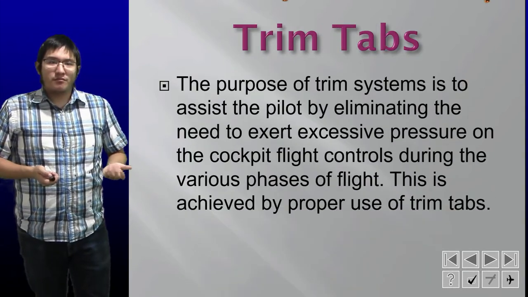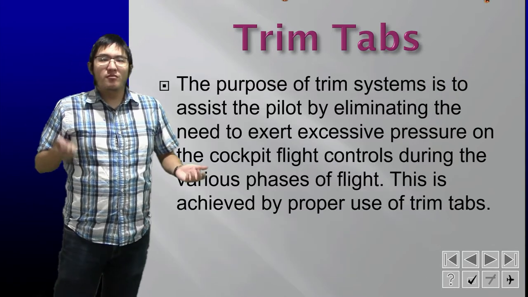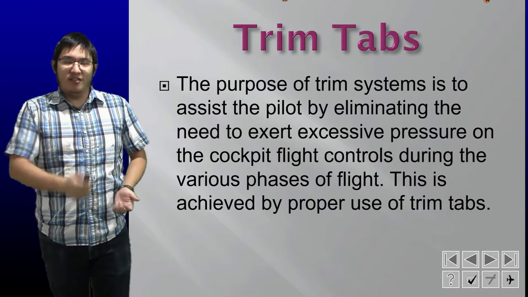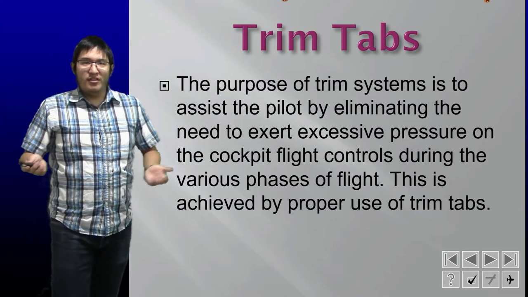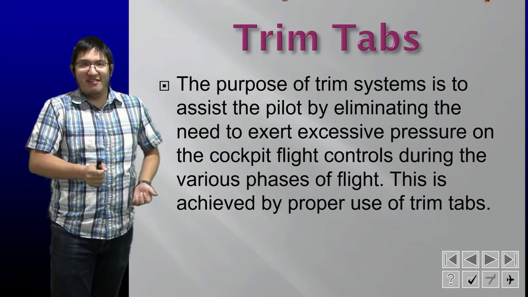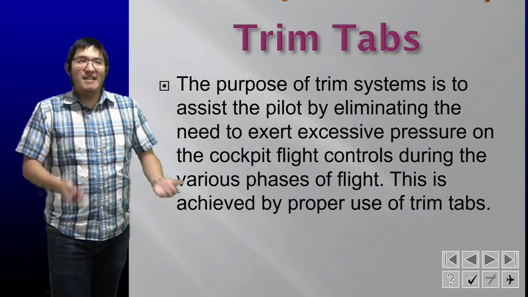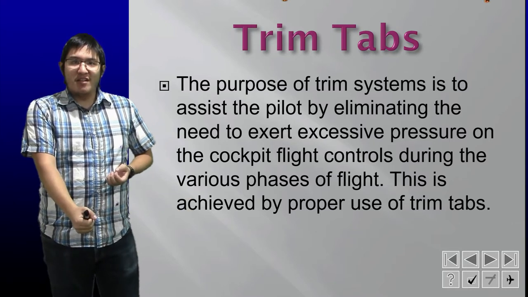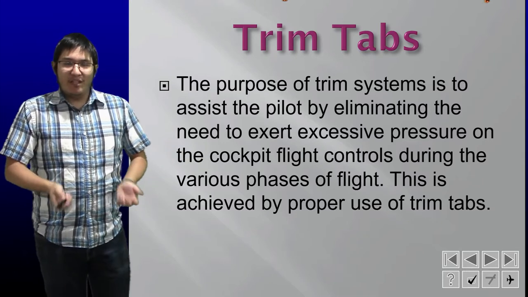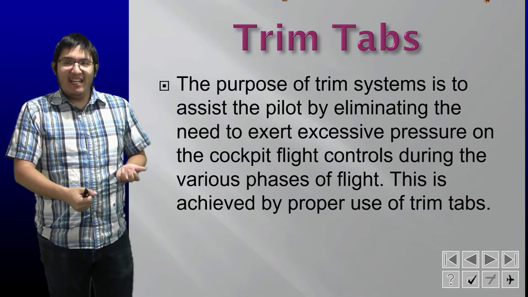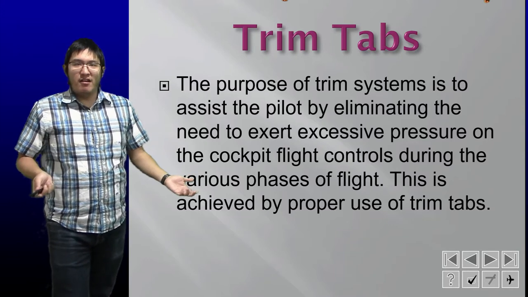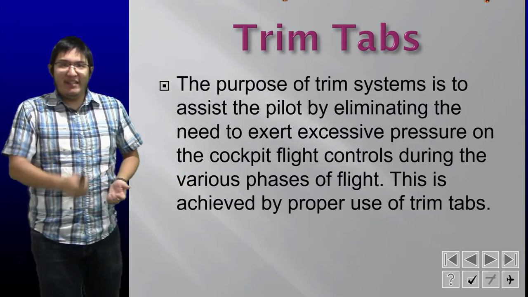Trim tabs. The purpose of trim systems is to assist the pilot by eliminating excessive pressure on the flight controls. So for example, usually on air tow, you have to keep a lot of forward pressure on the stick, to the point that your hand starts to shake. What trim tabs do is they help you maintain that forward pressure. Think of it kind of like cruise control on a car. So you set your trim tabs, and if you set them properly, the aircraft will maintain a certain amount of forward pressure, which will translate into a certain amount of airspeed. So it will maintain that airspeed.